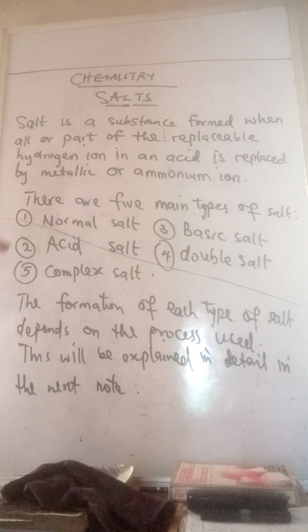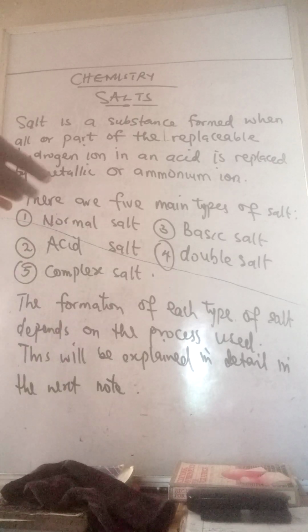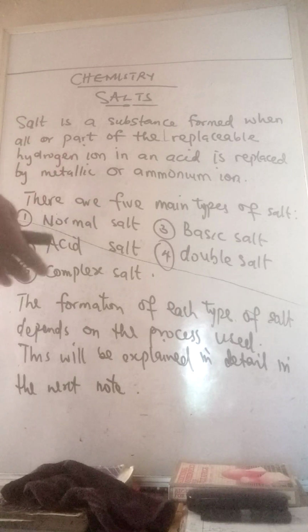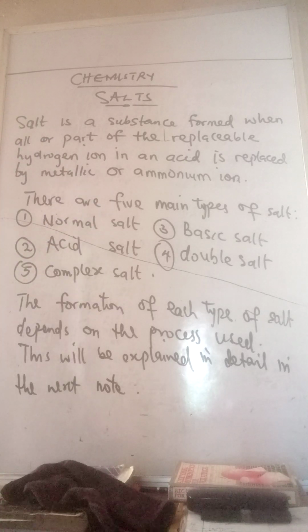We have 5 main types of salt. Though we have many types of salt, the main ones are 5: normal salt, basic salt, acid salt, double salt, and complex salt. How these are formed depends on the process used in forming the salt, which we are going to examine one after the other when we treat each type of salt in the next note.